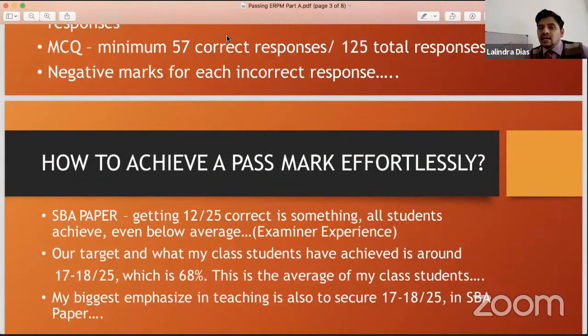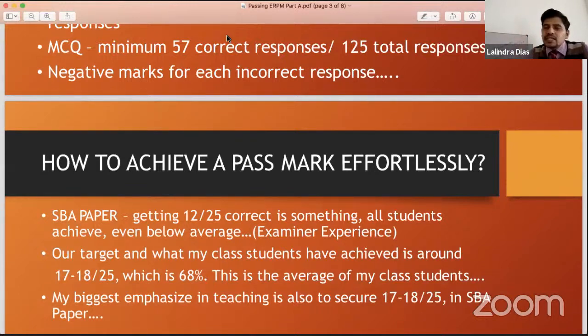In my next slide, I'm going to teach you how to achieve a pass mark effortlessly in the exam. This is so important for the students who are going to sit for this exam coming up, that is the September exam, and also the students in the 5th year, the graduated ones, who are going to sit for the ERPM exam in 2021, 2022, and the junior students, because the exam pattern is going to be like this for the next 4-5 years. So how to achieve a pass mark effortlessly? Because your first goal is to pass, and your second goal is to go for the merit.